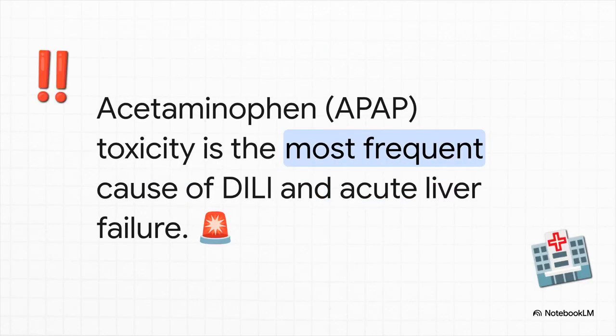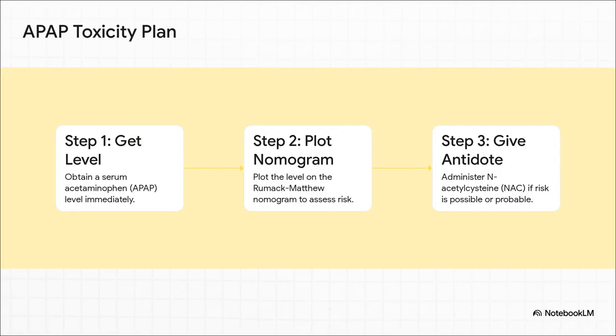Now, let's zoom in on the one DILI scenario that is a true sirens-blaring medical emergency: acetaminophen toxicity. As we've mentioned, it's the most common cause of intrinsic DILI and the number 1 cause of acute liver failure, period. You have to know how to handle this one. Your action plan here is a clear 3-step process. Step 1, get a serum acetaminophen level stat. You need to know how much is on board.